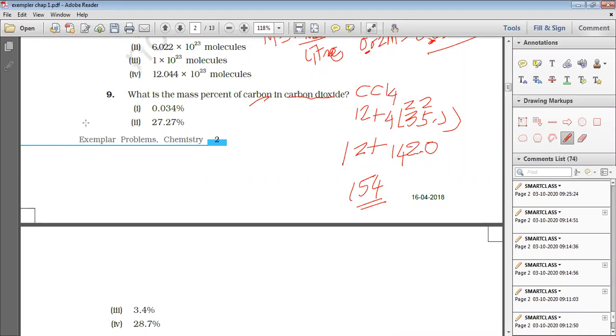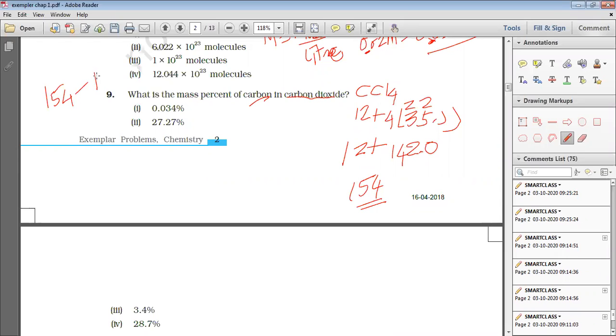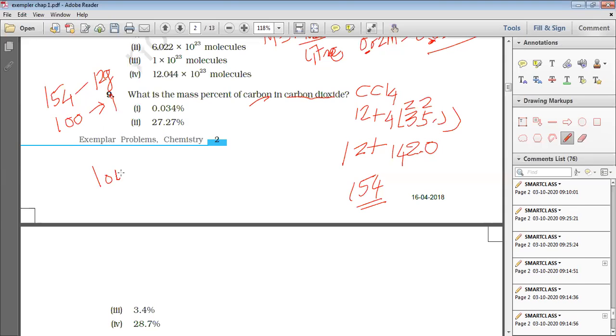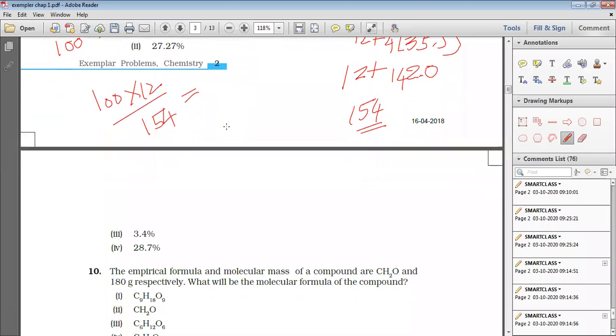Now in 154 gram, we need to find out the mass percentage of carbon. In 154 gram, carbon is 12 gram. So what if we have 100 gram? So it is 100 multiplied by 12 divided by 154 gram. Can you calculate and give me the answer?